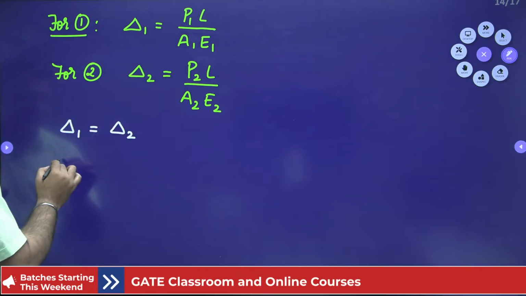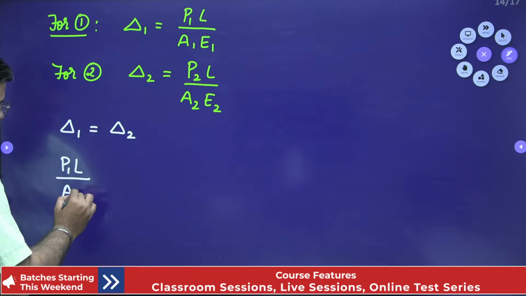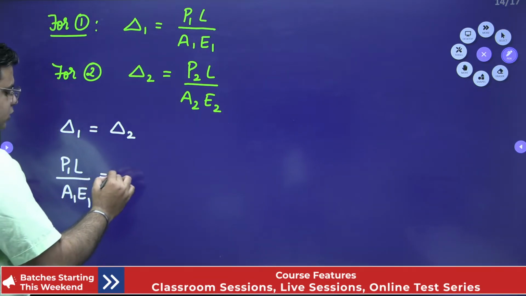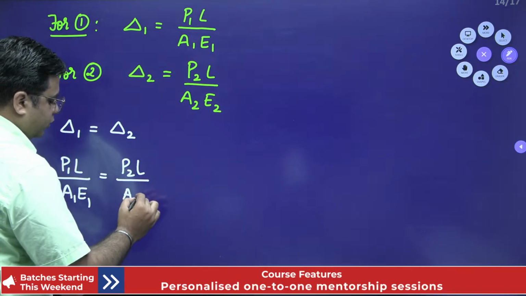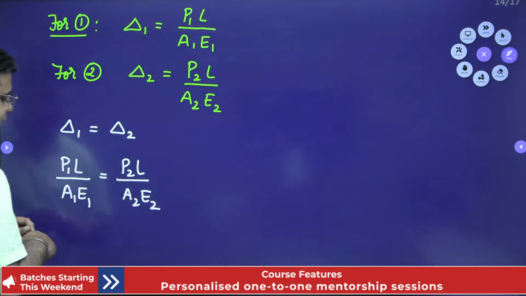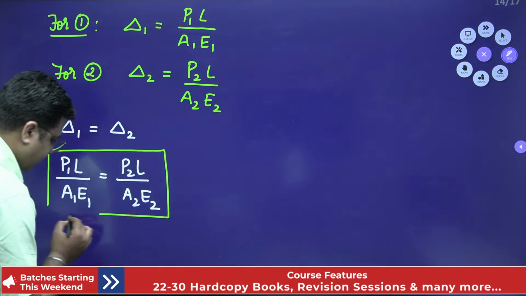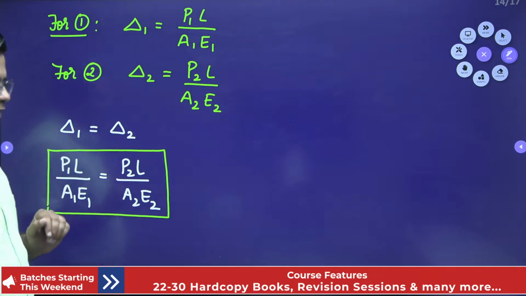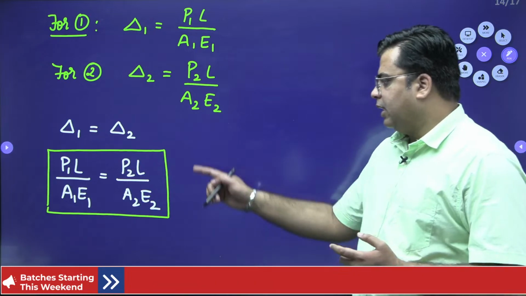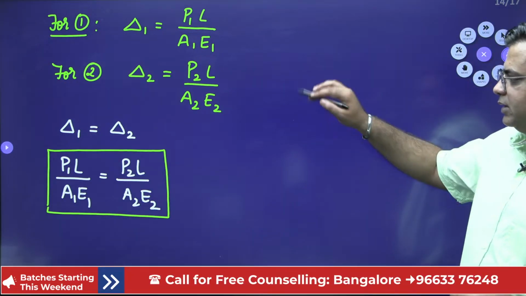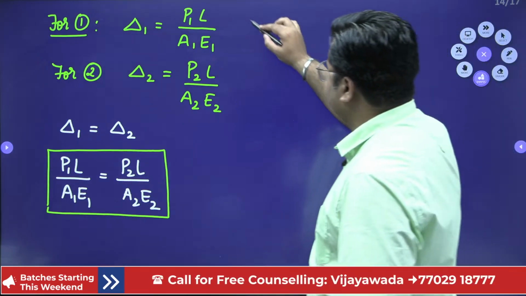So I will write P1 L upon A1 E1 is equals to P2 L divided by A2 into E2. And I think this is very much clear to you. Your total deformation is same. Therefore, we are able to write this. P1 L upon A1 E1 is equals to P2 L upon A2 into E2. So this is the deformation, right? Next, moving on with this equation.